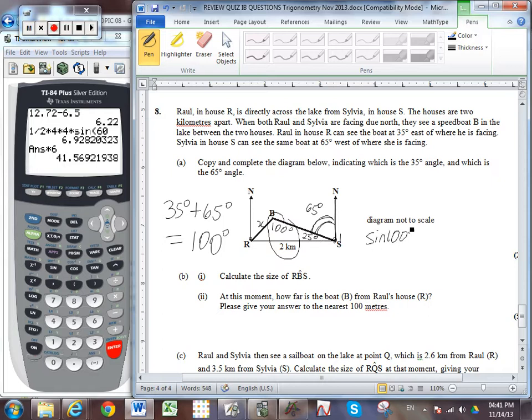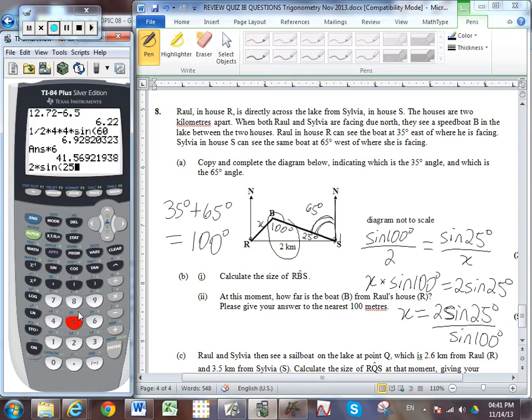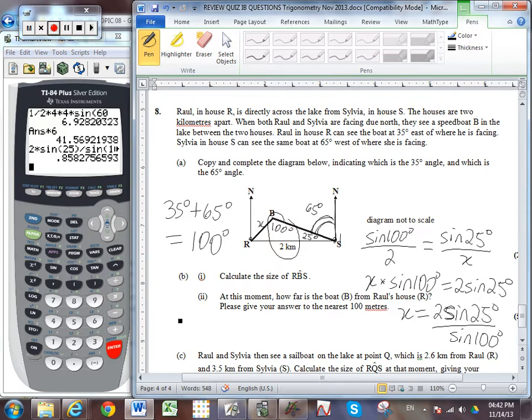The sine of 100 over its opposite partner, which is 2, must be equal to the sine of 25 degrees over its opposite side, which is x. We'll cross multiply, and then we need to divide both sides by the sine of 100. And let's see what we get. 2 times the sine of 25 divided by the sine of 100. And our answer is, of course, going to be in kilometers, 0.858 kilometers. It says I'm supposed to give my answer to the nearest 100 meters, so 0.858 kilometers, which is equal to 858 meters. To the nearest 100 meters, that's approximately 900 meters.